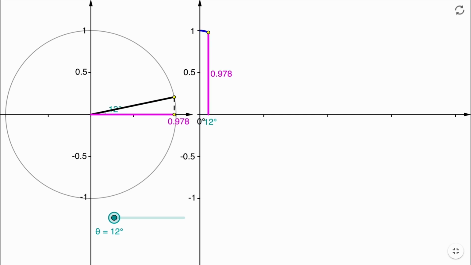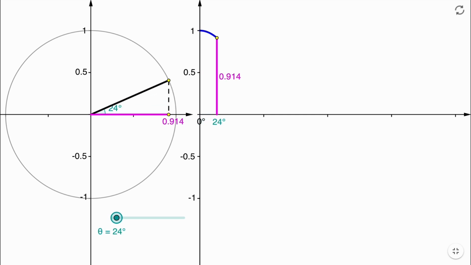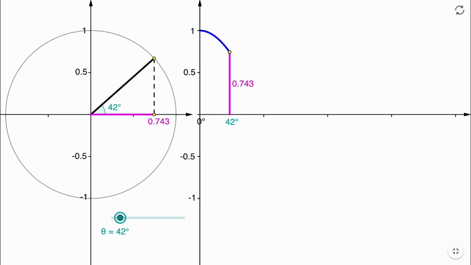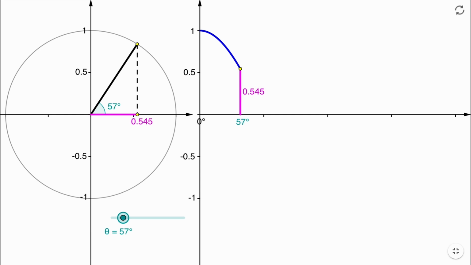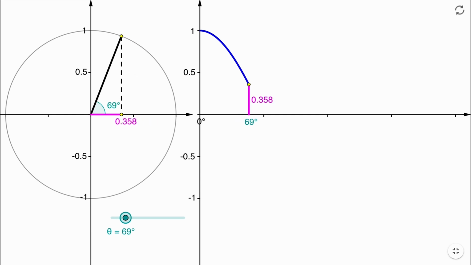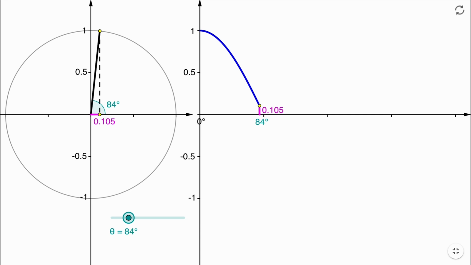As we go into bigger angles, you see in that triangle on the left, the adjacent side is smaller, or the cosine of the angle is getting smaller, until when we hit 90 degrees, there is no width. It's not a triangle, so there's no width.